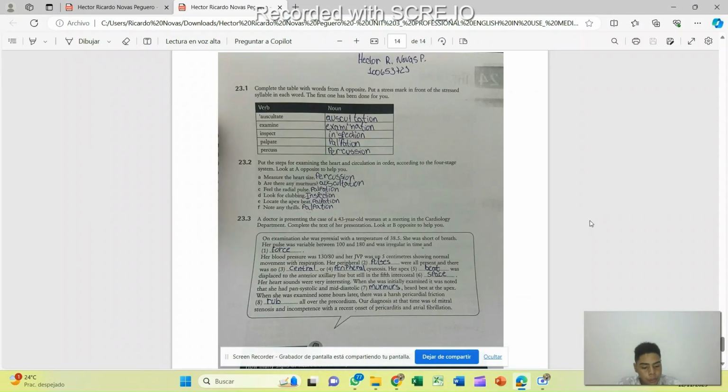Chapter 23. 23.1 Complete the table with words from A opposite. Verb, noun: auscultate, auscultation; examine, examination; inspect, inspection; palpate, palpation; percuss, percussion.